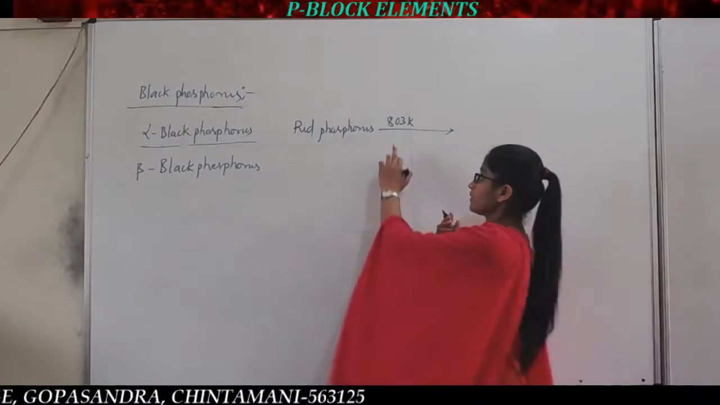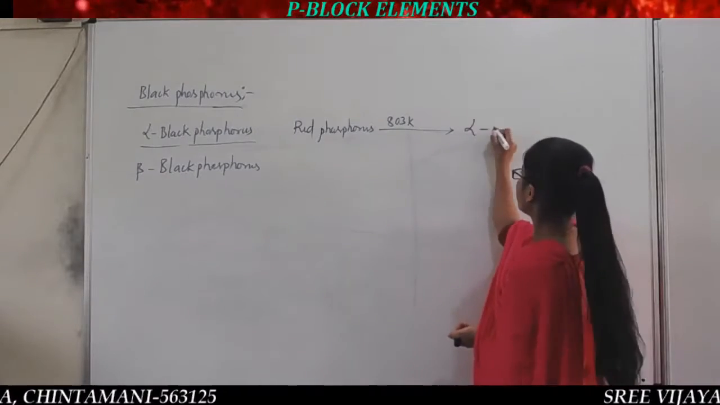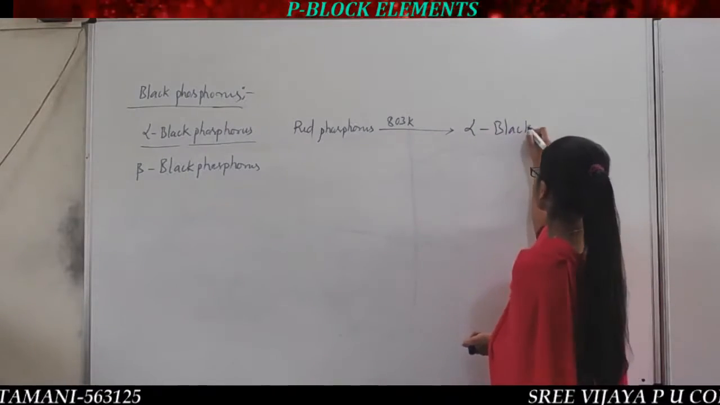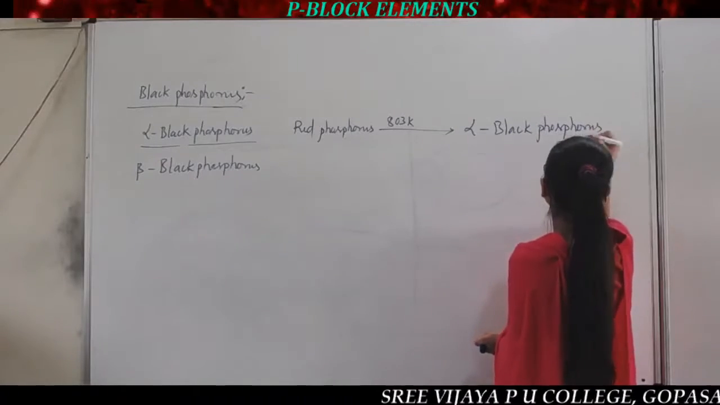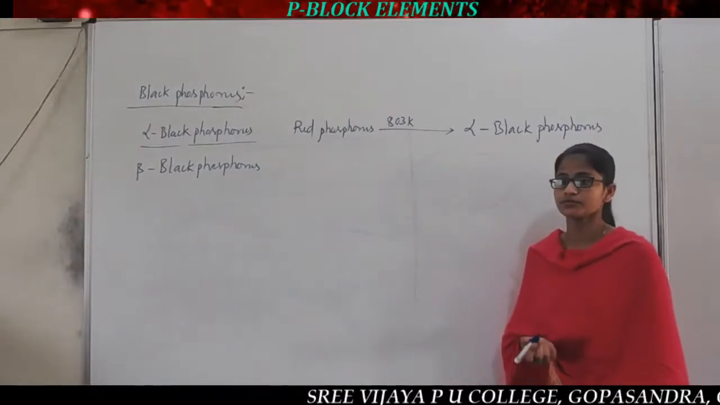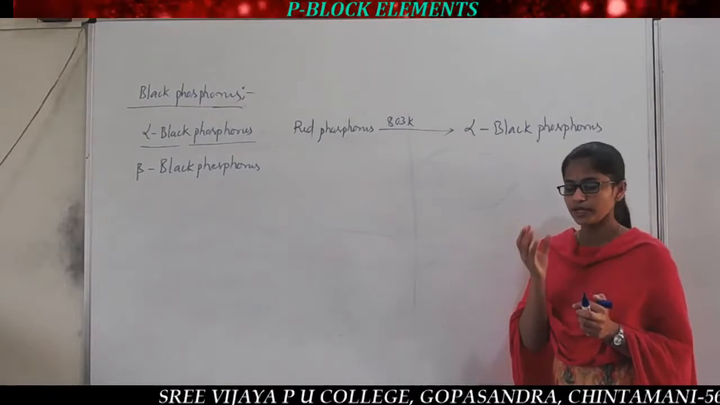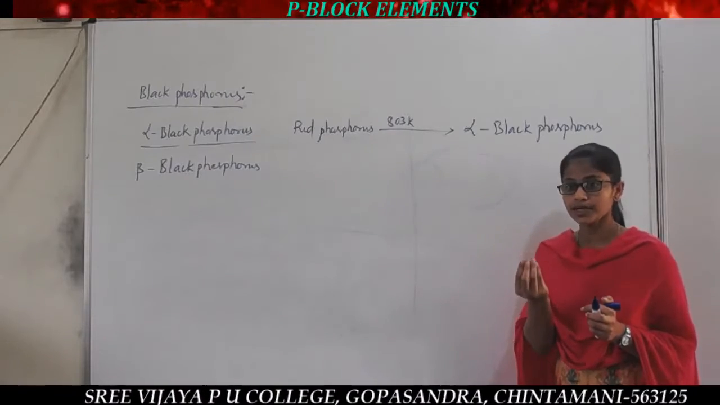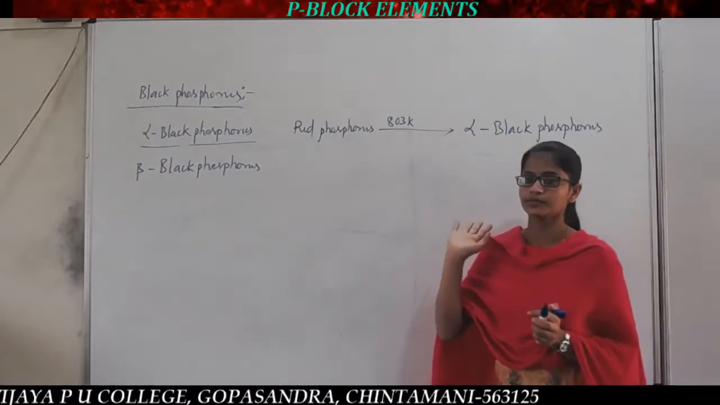If we heat this red phosphorus at 803 Kelvin, alpha black phosphorus formation happens. So this alpha black phosphorus is formed when red phosphorus is heated at a higher temperature. The range is 803. Okay.